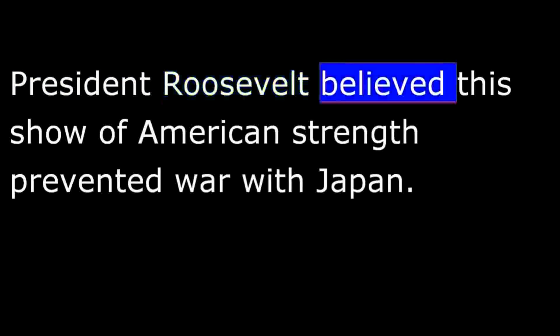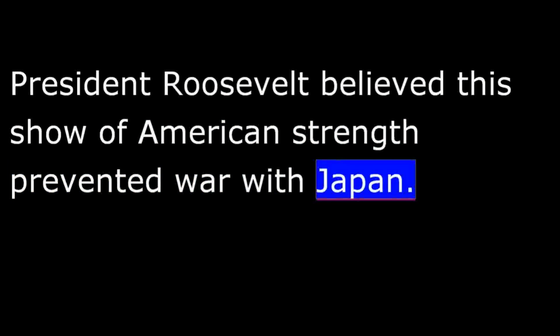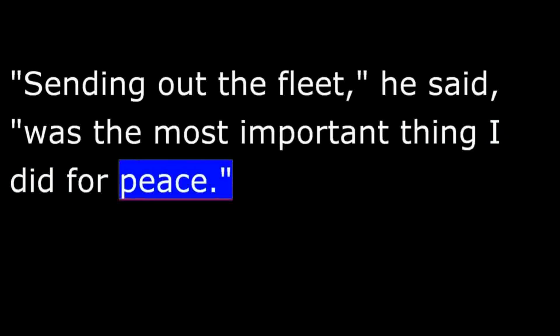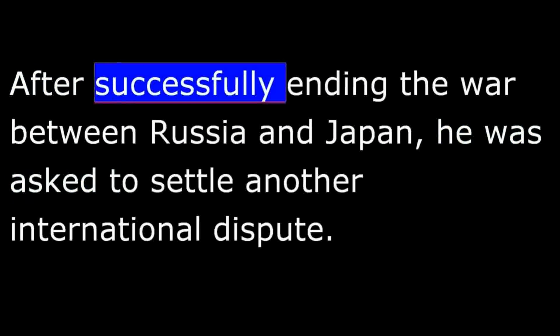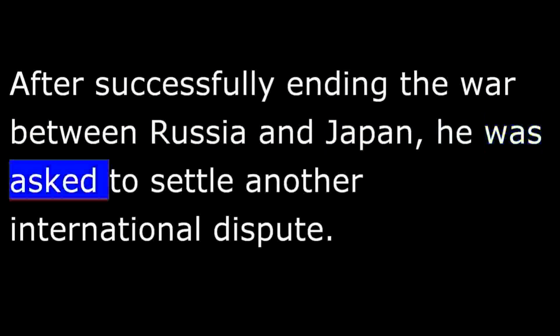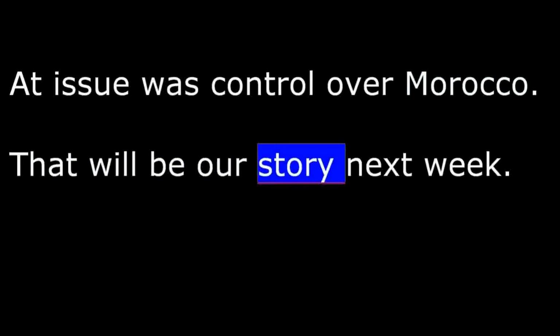President Roosevelt believed this show of American strength prevented war with Japan. "Sending out the fleet," he said, "was the most important thing I did for peace." Theodore Roosevelt greatly enjoyed playing the part of peacemaker. After successfully ending the war between Russia and Japan, he was asked to settle another international dispute. At issue was control over Morocco. That will be our story next week.